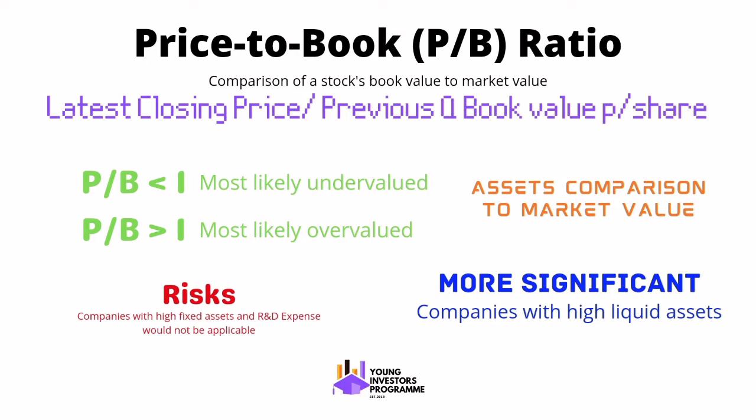It's more significant with companies that have high liquid assets. So you'd be looking at your balance sheet and your current ratios to see whether the company has high liquid assets, and you know that this ratio is more important for the specific company you're looking at. But conversely, the risk would be that companies that have high fixed assets and lots of R&D expense, you can think of a few industries that have high R&D expenses, it wouldn't be useful to use the price to book ratio, of course.